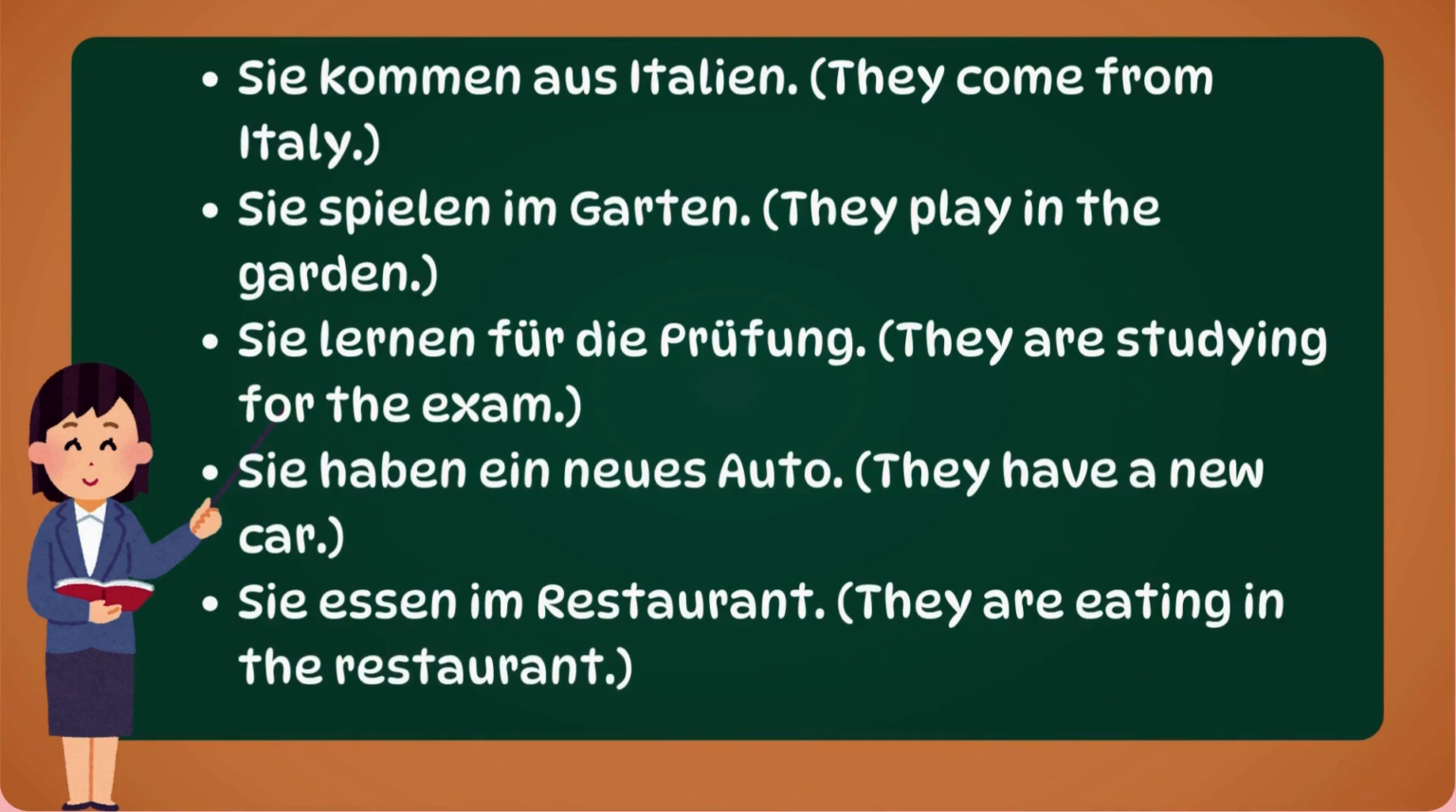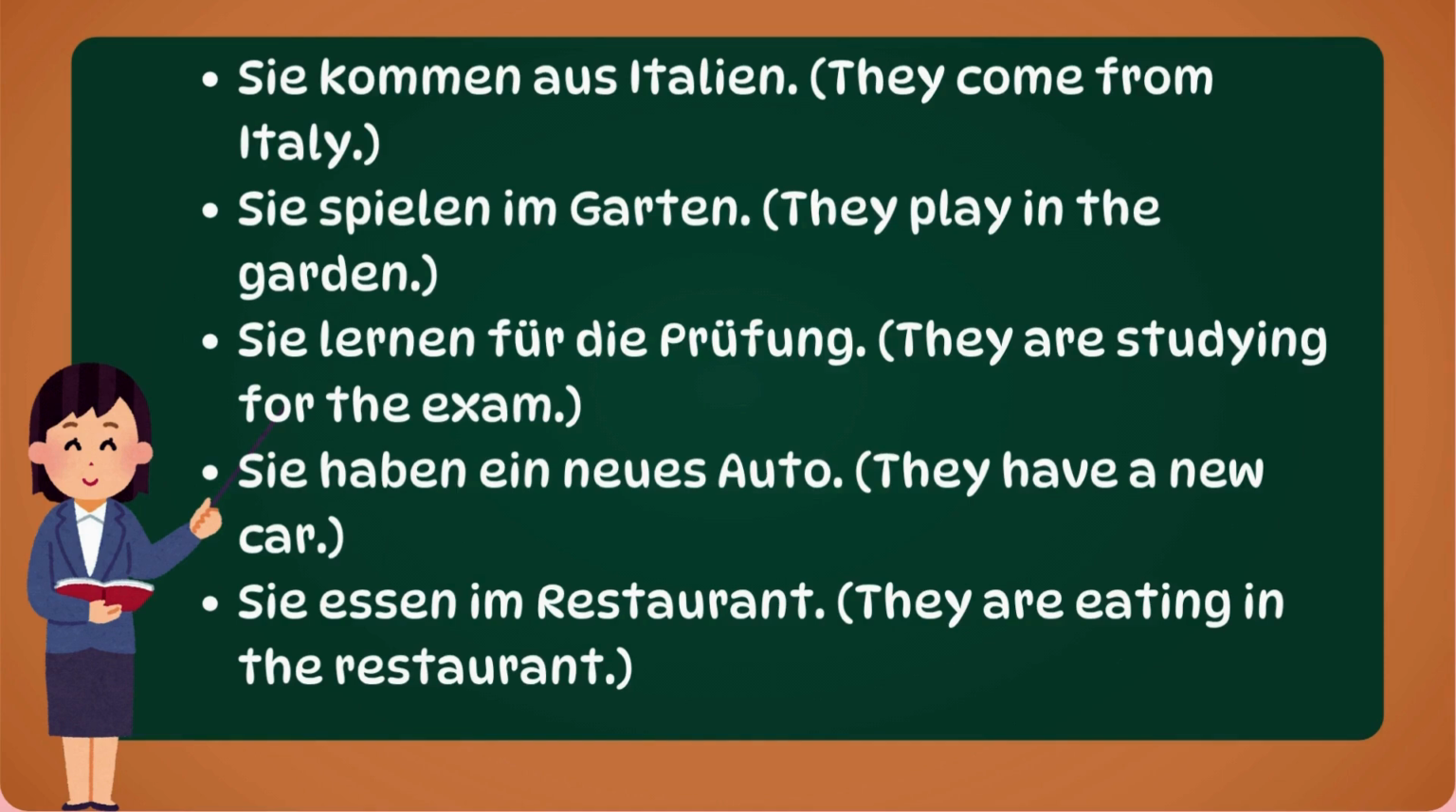Example number 2. Sie spielen im Garten. Once again, sie spielen im Garten, which means they play in the garden. Example number 3. Sie lernen für die Prüfung. Once again, sie lernen für die Prüfung, which means they are studying for the exam.